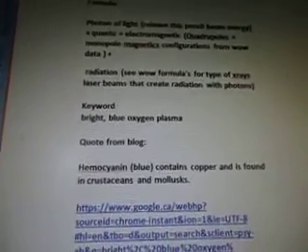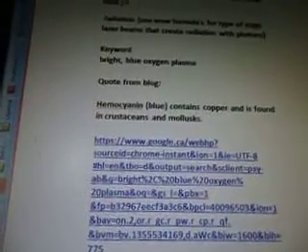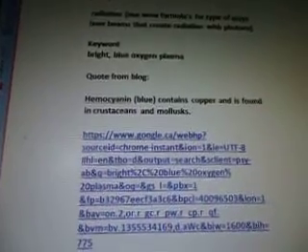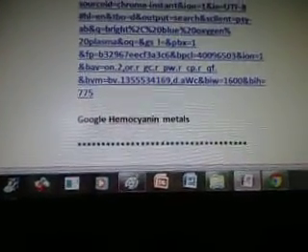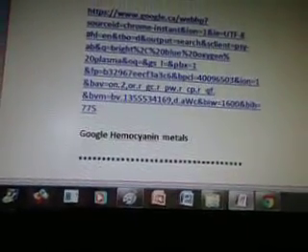The keyword is bright blue oxygen plasma. Quote from a blog: hemocyanin blue contains copper and is found in crustaceans and mollusks. So there's the keyword copper again. There's a Google link, and I'm going to be Googling hemocyanin metals to see if they exist.